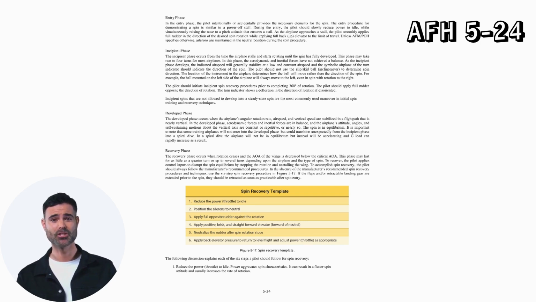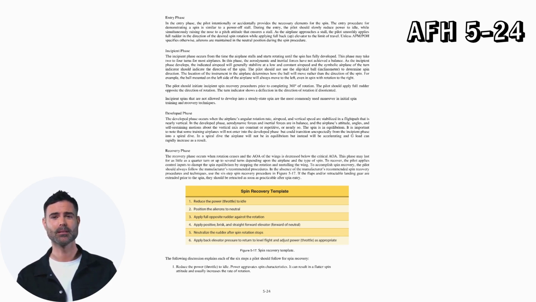The pilot should initiate incipient spin recovery procedures prior to completing 360 degrees of rotation. The pilot should apply full rudder opposite the direction of rotation. The turn indicator shows a deflection in the direction of rotation if disoriented. Incipient spins that are not allowed to develop into a steady-state spin are the most commonly used maneuver in initial spin training and recovery techniques.